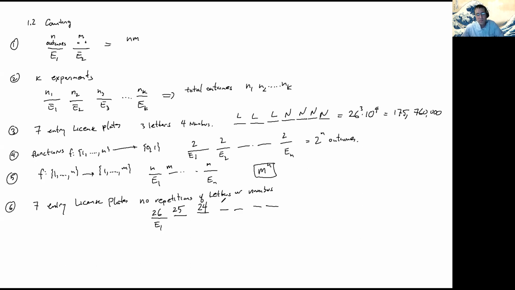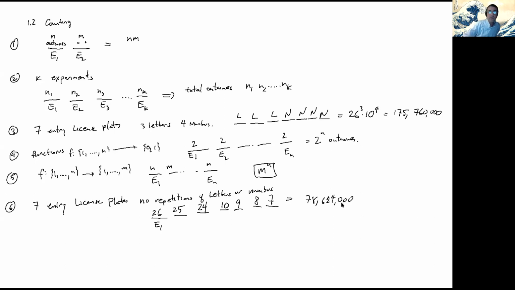And then as far as numbers go, you have 10 choices for the first slotted number, then 9, 8, 7. So that's what it is. It's 26 times 25 times 24 times 10 times 9 times 8 times 7. And this turns out to be 78,624,000, which is actually less than half of the number in the example that occurs in number 3 above.